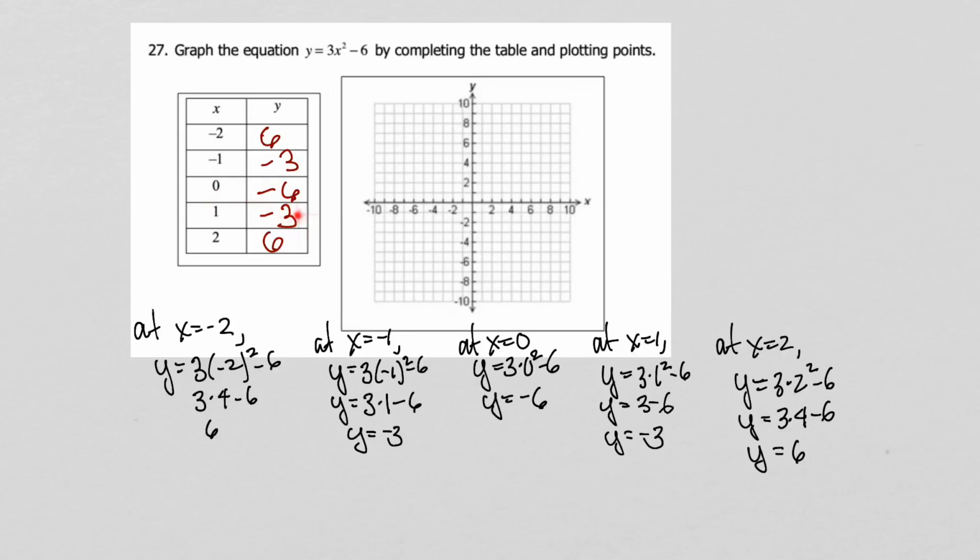Then at 0, let's put in 0. We'll get 3 times 0 squared minus 6. But 0 squared is 0. 3 times 0 is 0, so y is just -6. So at the 0, we'll put a -6.